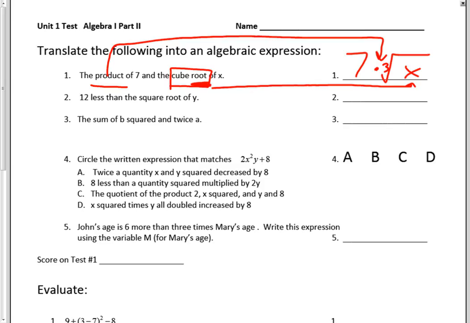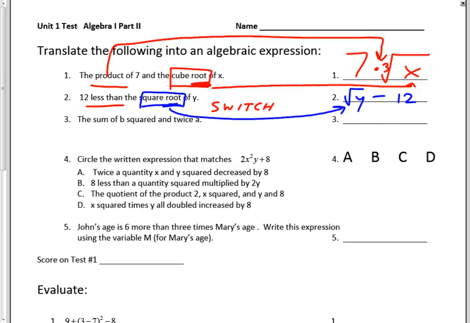If I see less than, that is the one exception where you reverse the order. Switch the order. It's still subtraction, but the square root of y goes in the front. The 12 goes at the end. Take a look at what you have. Did you reverse the order? Did you have 12 in front? Did you make the 12 and the y underneath the radical? It's only the square root of y. It helps to draw arrows to each thing.